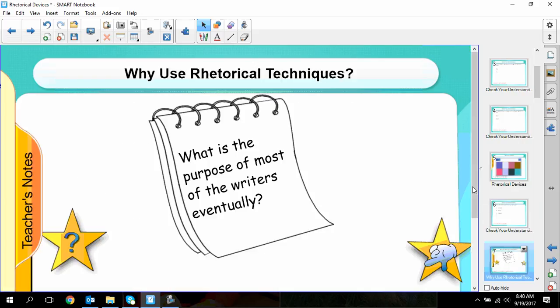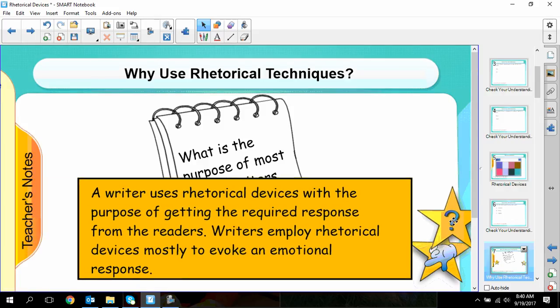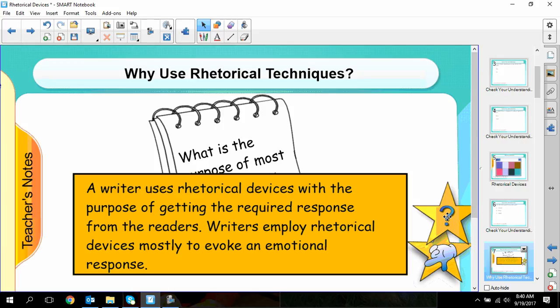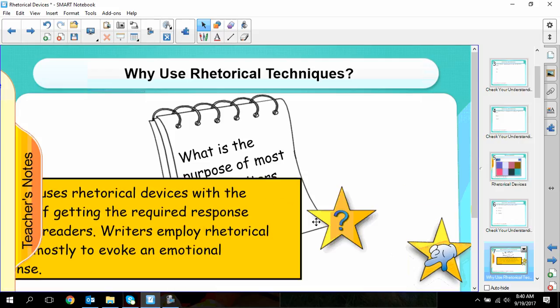Okay. So what is the purpose of most writers eventually? Why use rhetorical devices? Okay. So if we pull this over here, we use rhetorical devices to get the required response. Sometimes rhetorical devices are to evoke an emotional response, sometimes a logical response, but for the most part, we use them to get a targeted response that the author wants. Okay.